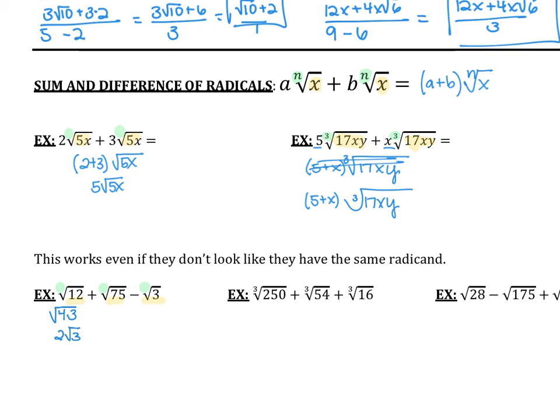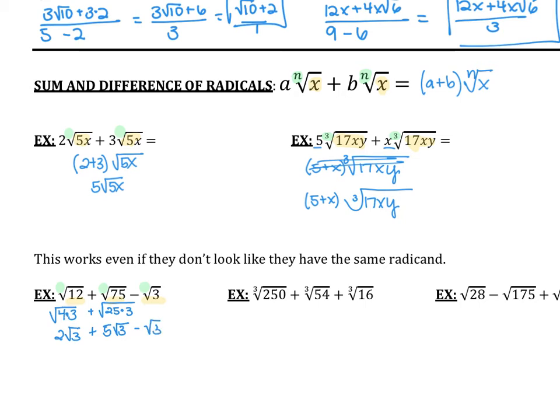And then I'm going to do the same thing with root 75. I'm going to simplify it. This is like saying the square root of 25 times 3, and the square root of 25 is 5, so I have 5 root 3. And then minus root 3, I cannot simplify it any.